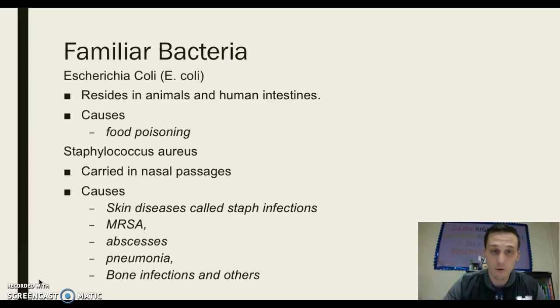Staphylococcus aureus. This is carried in our nasal passages. So that's going to spread through sneezing, picking your nose and such. Anything that's going to pass on mucus, basically from one person to the other, can carry these types of diseases that are going to cause staph infections, MRSA, abscesses or growths of pus under your skin, other infections like pneumonia or bone infections.